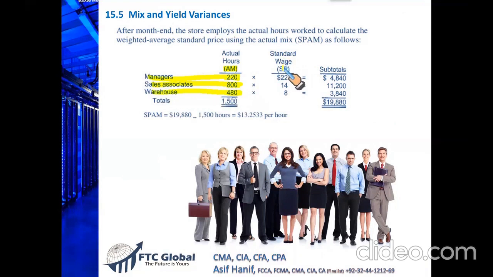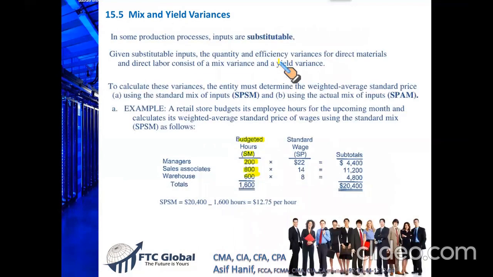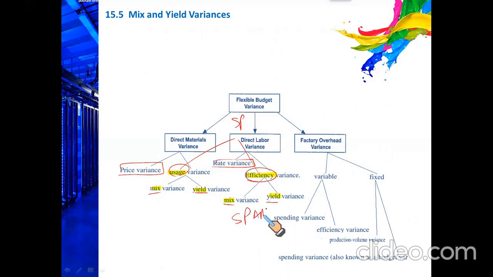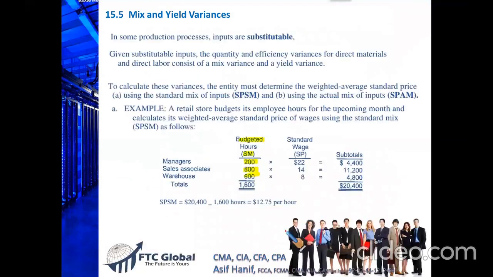And the rate is, remember, rate is always standard. Why is rate always standard? The reason, gentlemen, is we are further analyzing usage variance for material and efficiency variance for labor. Remember, for usage or efficiency, whether material or labor, we use standard price only because the actual price has already been separated in the rate variance. So remember, in mix and yield, we always use the standard price, whether it is the actual mix or the standard mix, SPAM, SPSM. So that's what I want to tell you.